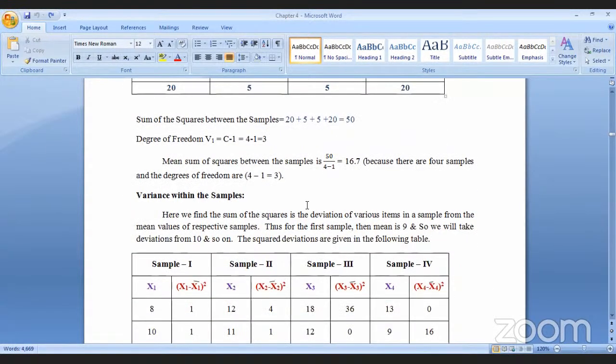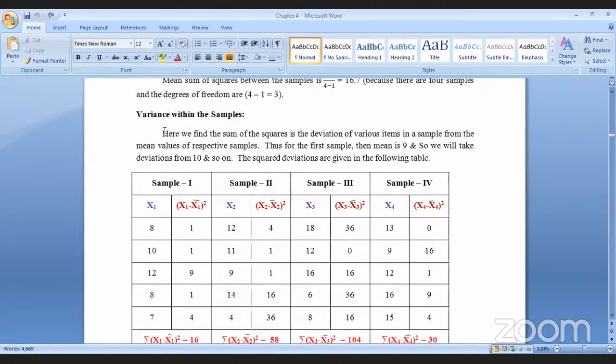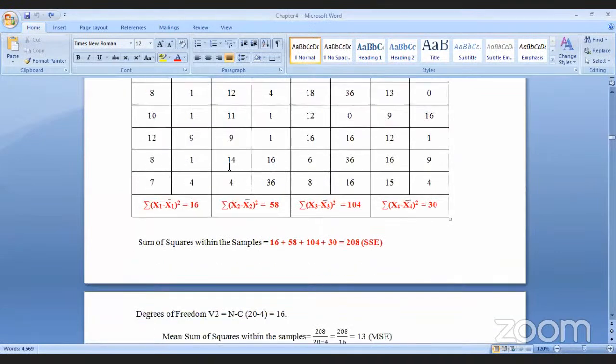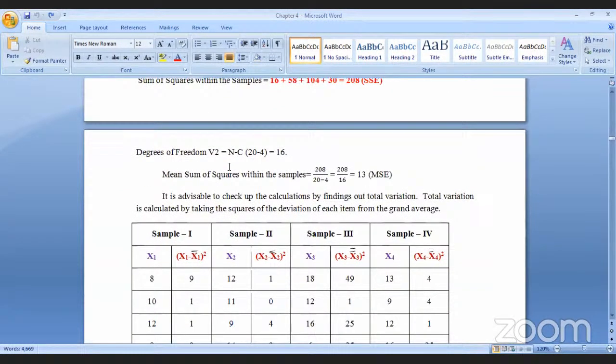Then variance within samples. Don't write this theory here. Sample 1, sample 2, sample 3, sample 4: x1, x2, x3, x4. Directly compute all those values. Then finally you will get 208. Degrees of freedom, that is 16.